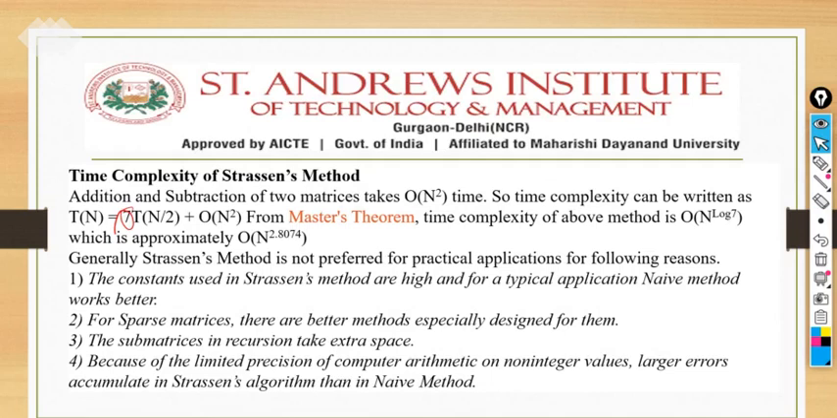What are the general points? Strassen's method is not preferred in practical applications for the following reasons. Constants used in Strassen's method are high, and for a typical application the Naive method works better. For sparse matrices, there are better methods especially designed for them. The sub matrices in recursion take extra space, and because of limited precision of computer arithmetic on non-integral values, large errors accumulate in Strassen's algorithm compared to the Naive method.